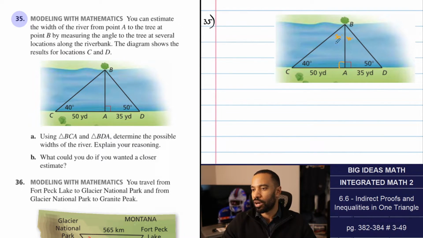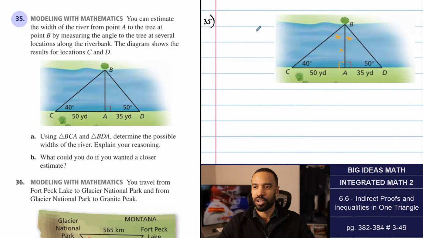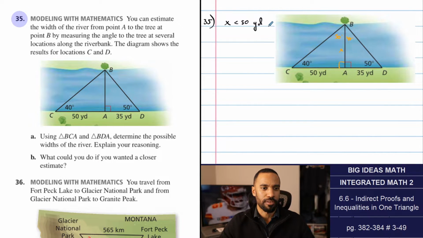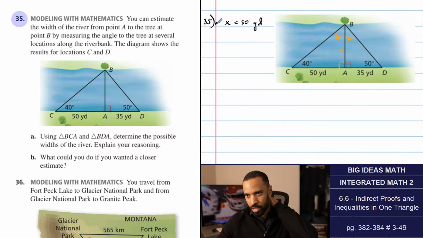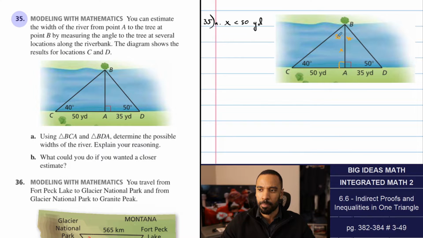Now, from this here, opposite the 90 is going to be the largest side, but then 50 is next, so 40 is going to be next here. So this side length has to be less than 50. So if this is side length X here, X has to be less than 50 yards. I'll explain why if they need me to later. Yeah, so part A. X has to be less than 50 yards here because it needs to be smaller than the side opposite the larger angle. This is the smallest angle, so it's going to have to be a smaller side for sure.